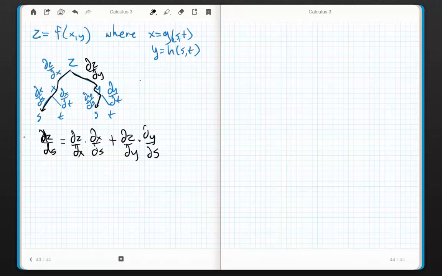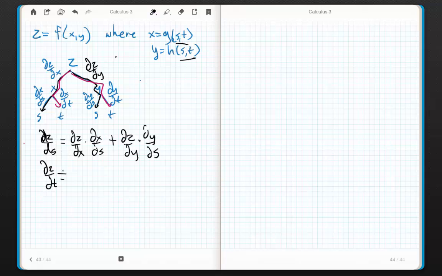And now I have my partial with respect to s. If I want my partial with respect to t, remember the whole reason we're doing this is because we have introduced two variables inside of the two variables, right? So dz over dt, now I grab the other path. I'm going to grab anything that gets me to a t, and it's going to be those two, right?